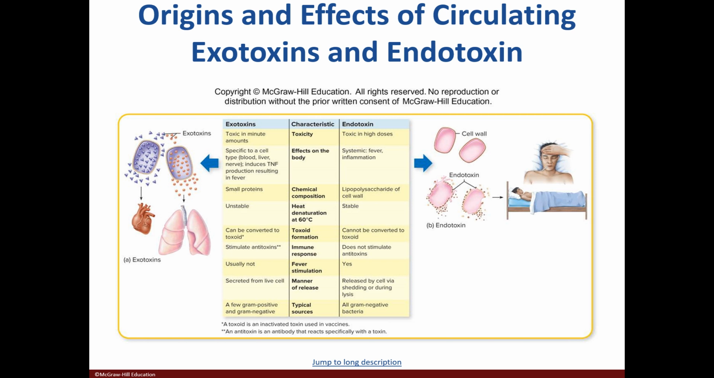Let's look at the differences between exotoxins and endotoxins. Exotoxins are toxic in small amounts, while endotoxins are toxic in high doses. Exotoxins exert localized effects on a particular cell, while endotoxins have systemic-wide effects. Exotoxins are made of proteins and are unstable in heat. Endotoxins are made of the LPS and are stable in heat. Our immune system produces antitoxins against exotoxins, but not endotoxins.